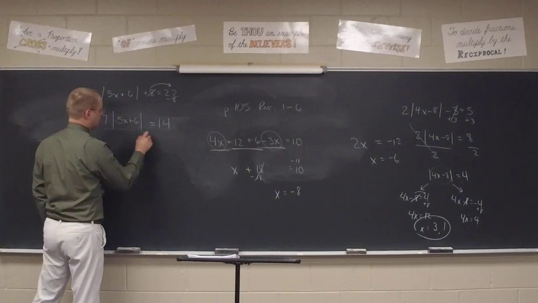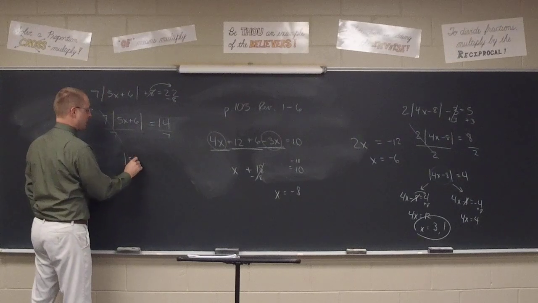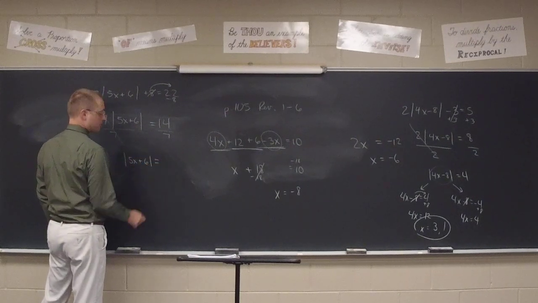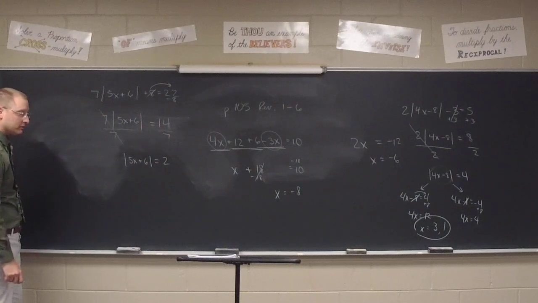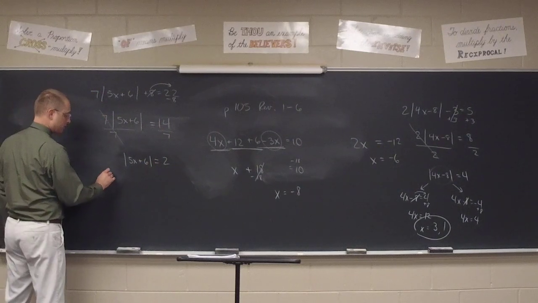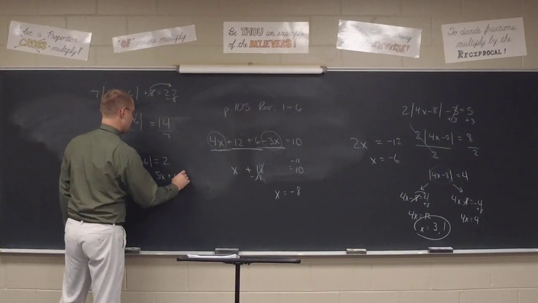Divide 7 and 14 on both sides, right? Divide the 7 on both sides. You get the absolute value of 5x plus 6 equals 2. Then what do we need to do here, Dylan? Make two equations. What are they? 5x plus 6 equals 2. 5x plus 6 equals negative 2.